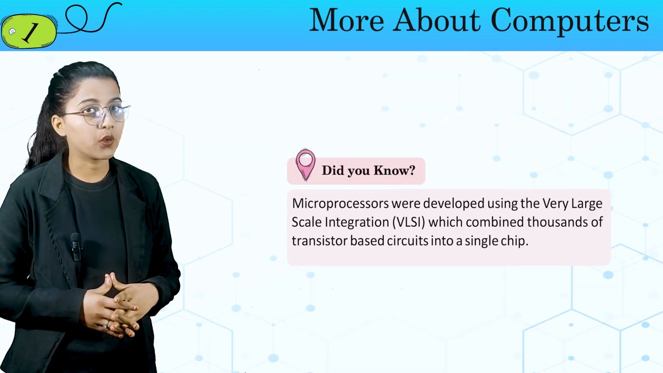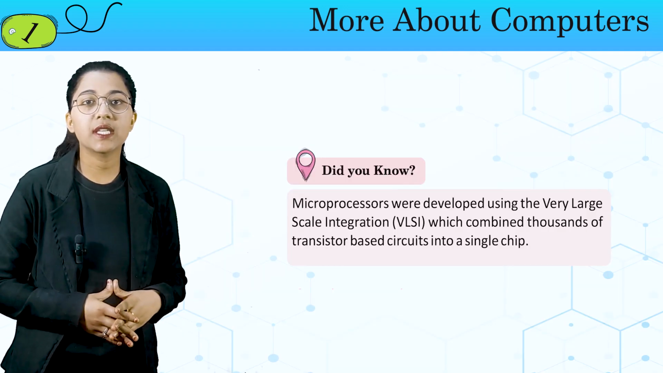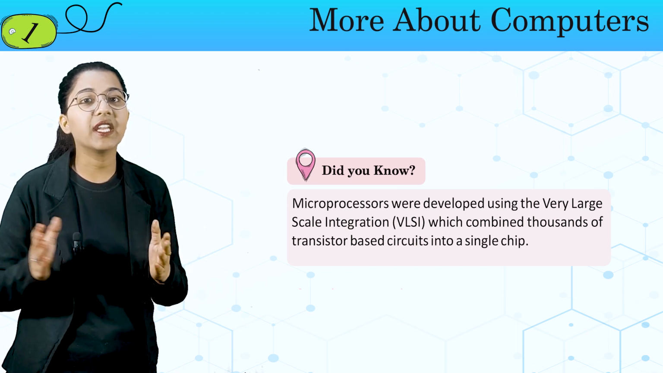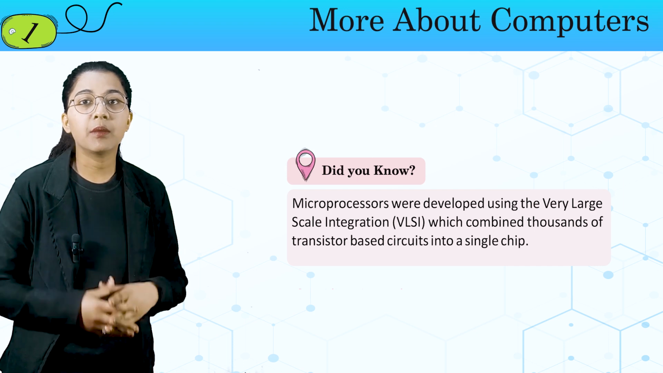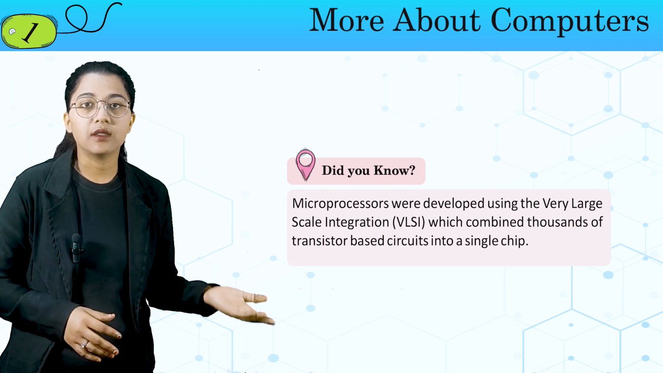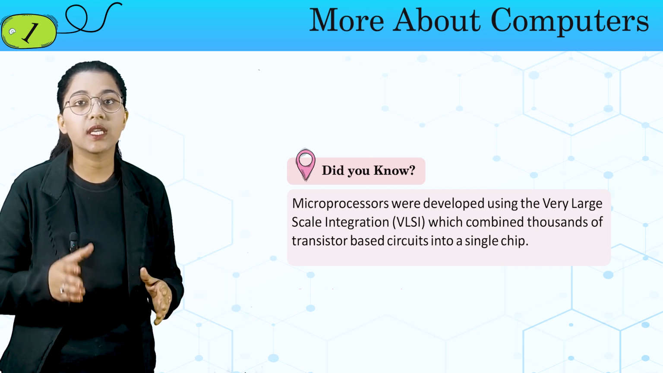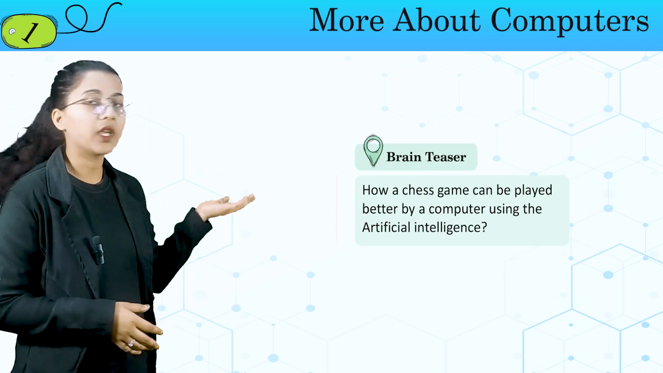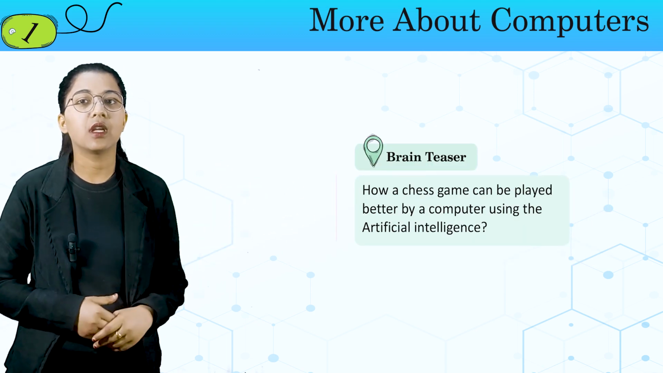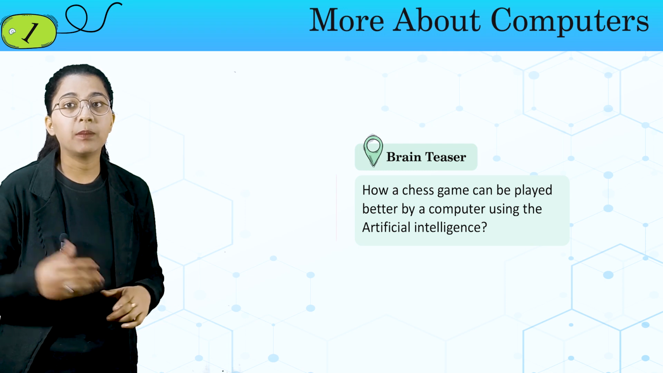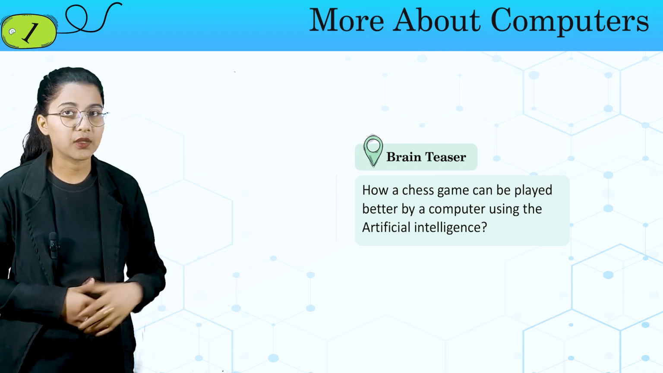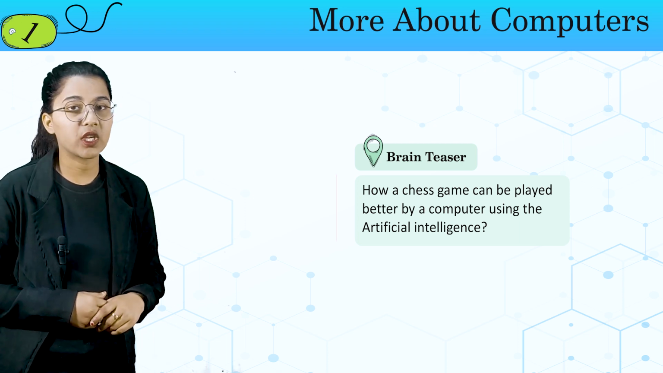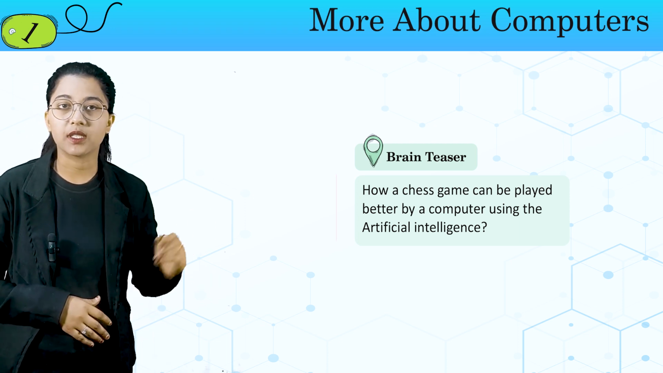Now students, do you know? Microprocessors were developed using very large scale integration, that is VLSI, which combined thousands of transistor based circuits into a single chip. Now here we have a brain teaser. How can a chess game be played better by a computer using artificial intelligence? So students, discuss this question with your teacher and your classmates.